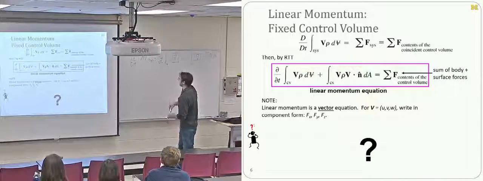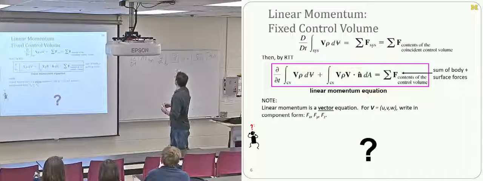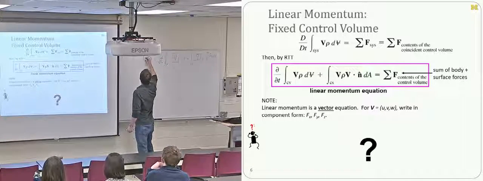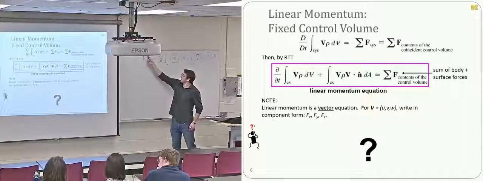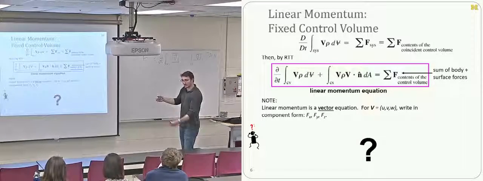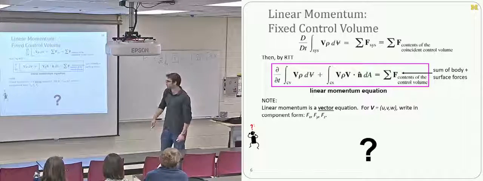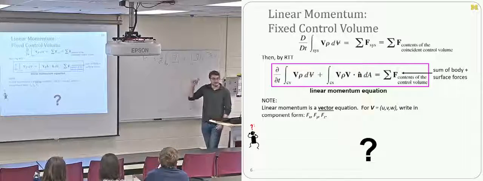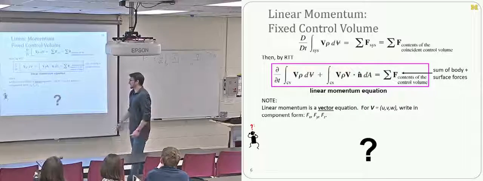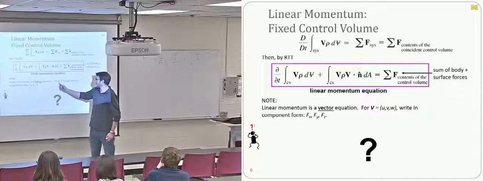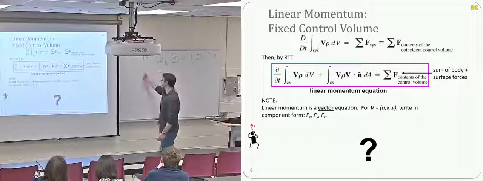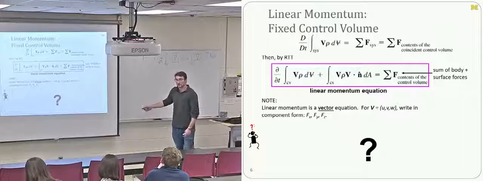Recognize that we've got a vector on this side, and we've got vector terms on both sides here. So it makes sense that, just like we were able to split up the addition of those vectors, we can split up the equations of this vector into its constituent parts. So what this means is, if we consider that V is equal to U, V, and W components, how do we write this out for the sum of the forces in X, the sum of the forces in Y, the sum of the forces in Z only?